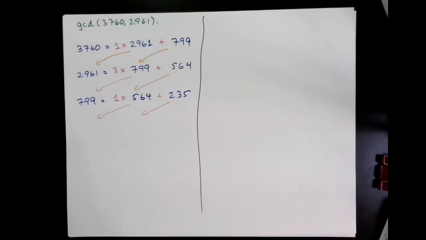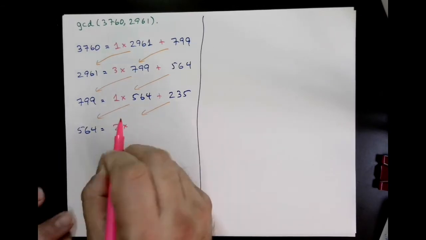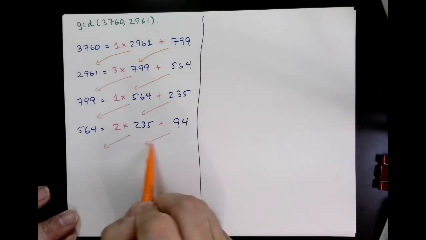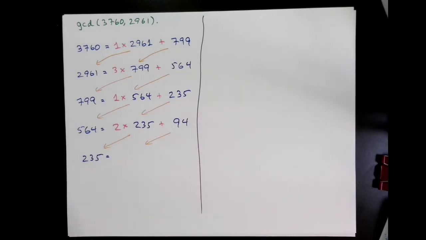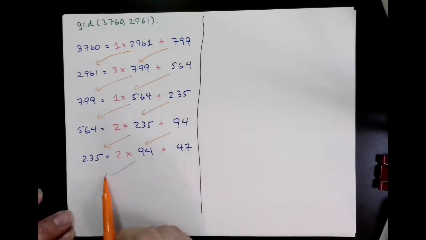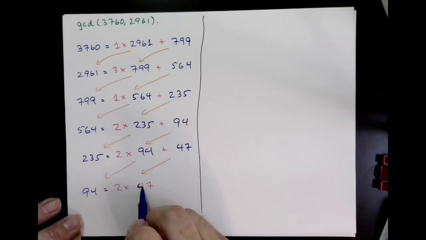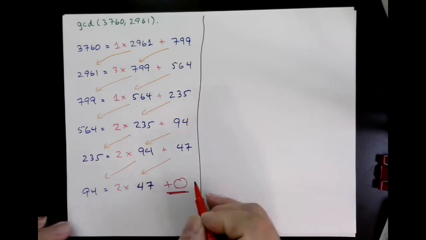235 into 564, we get a remainder of 94. 94 into 235, we obtain a remainder of 47. Then finally, divide 47 into 94 and look, it divides evenly, so it has remainder 0. That means we go back to the last remainder we obtained, which is 47. That is the greatest common divisor.